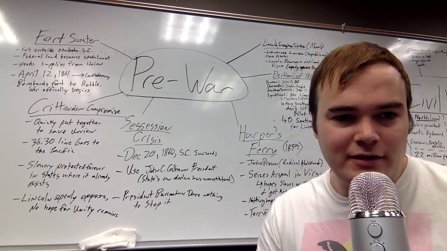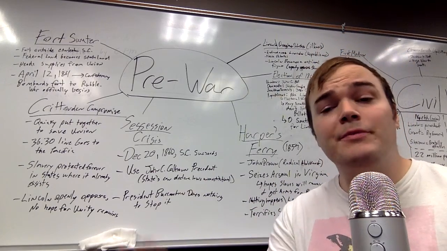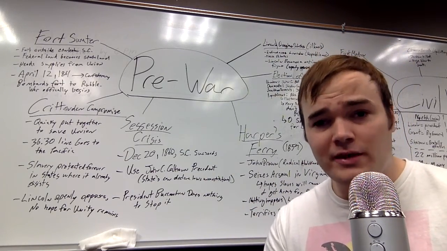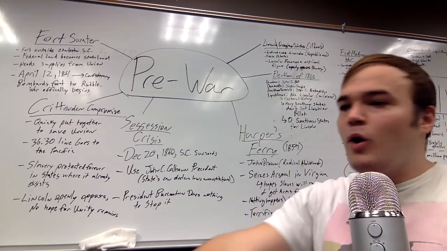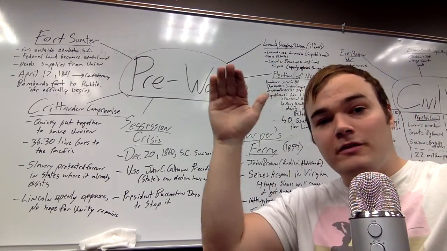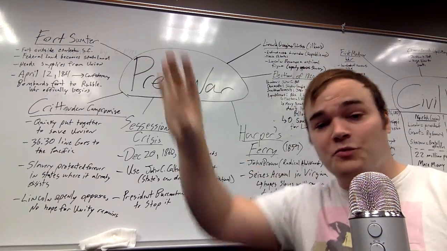Okay, well, basically, you know what? We'll keep that 36°30' line. You remember that from the Missouri Compromise? We're just going to take it all the way to the Pacific. Everything south of that, slave. Everything north of that, that's going to be free.